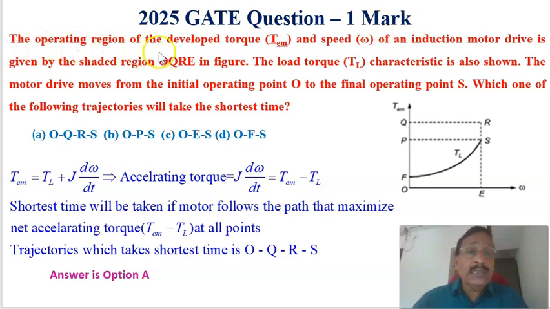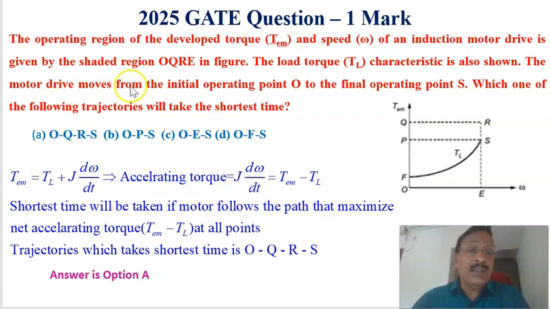The operating region of a developed torque TEM and the speed omega of an induction motor drive is given by the shaded region OQRE. That is the variation of electromagnetic torque with respect to omega. And the load torque TL characteristic is shown. The variation of load torque with respect to omega is this one. This is a dark curve.